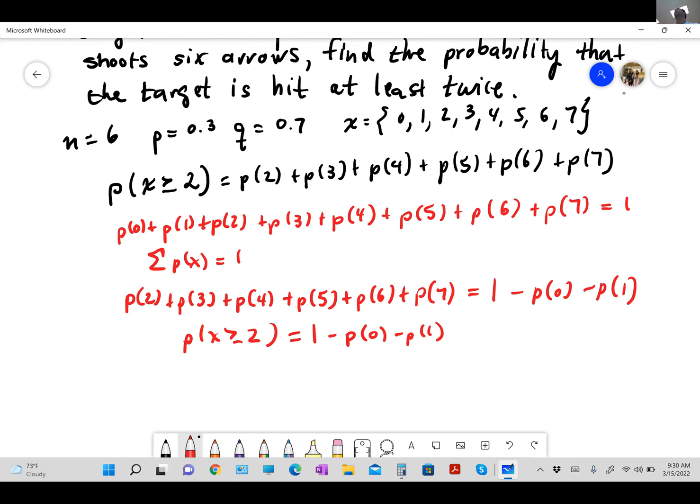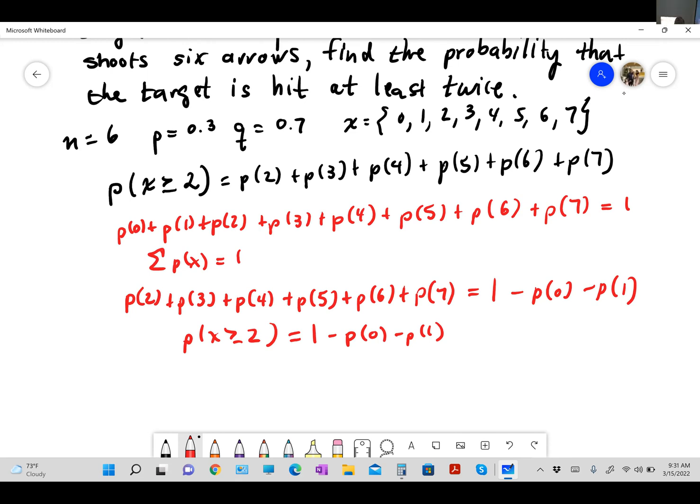Okay, so do you agree that n is 6? Do you agree that p is 0.3 and q is 0.7? What's 1 minus 0.3? Q is the probability of failure, that he's not hitting the target, correct. Okay. Now, the possible values x could be is 0 through 7. You understand that part?